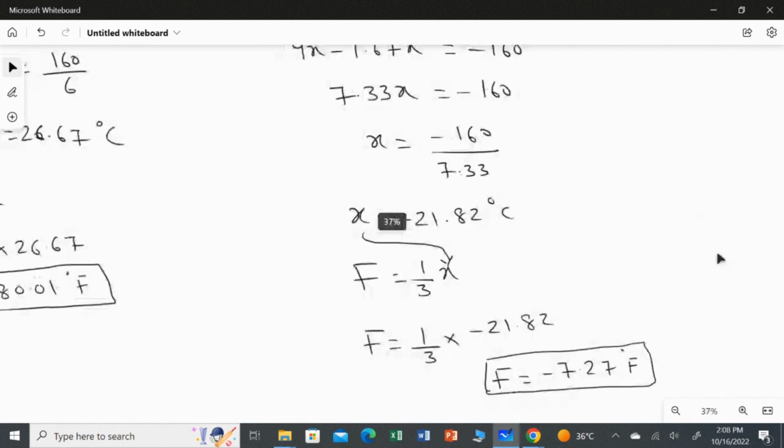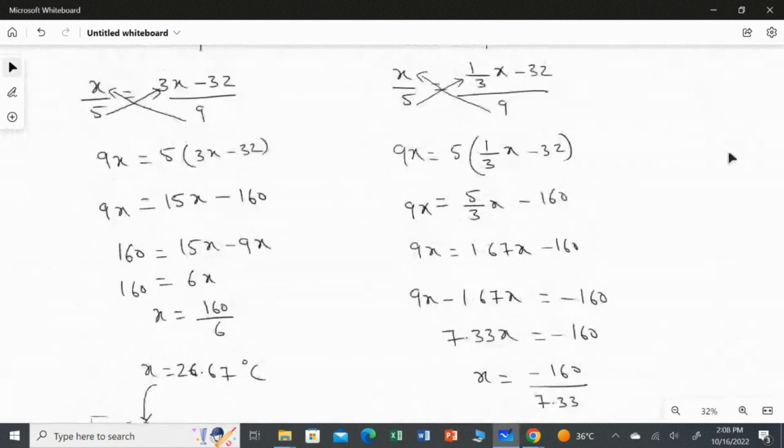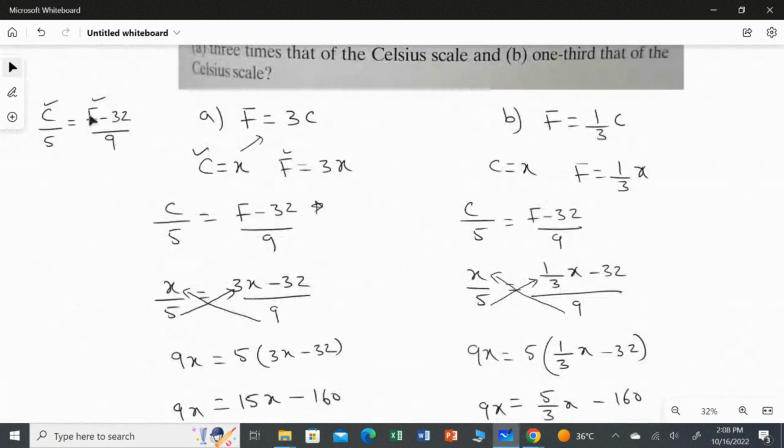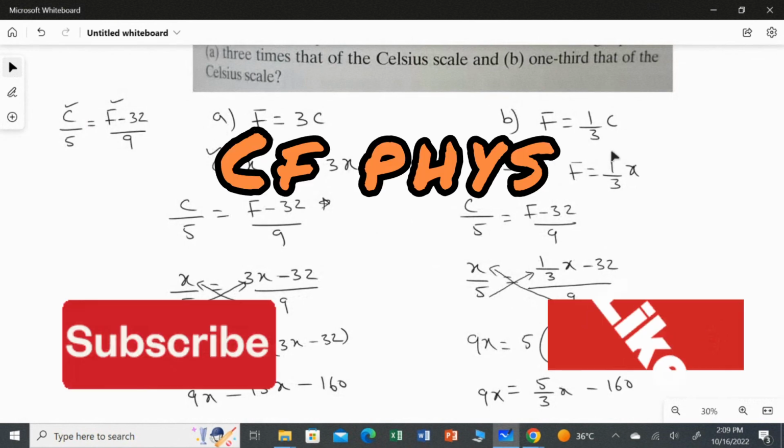Actually, this question is very easy, but the most important thing is you have to memorize the formula for the conversion of two scales, from the Celsius scale to the Fahrenheit scale or from the Fahrenheit scale to the Celsius scale. Understand? So in this way you have to solve this question, and the rest of the two questions are also very easy. So you have to keep the formula in your mind. Understand? Clear? That's it. Thank you.